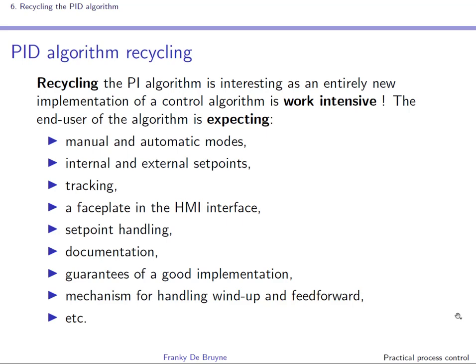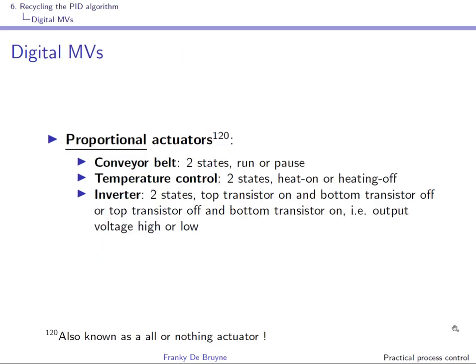implemented by the vendor. In this first subsection, we deal with digital MVs. So this means that MV can only take a finite set of predetermined possibilities. In our case here, 2 or 3, depending on the type of actuator. Well, we'll start first with proportional actuators, and they are also known as all or nothing actuators. For instance, a good example is a conveyor belt, and we have considered it before.